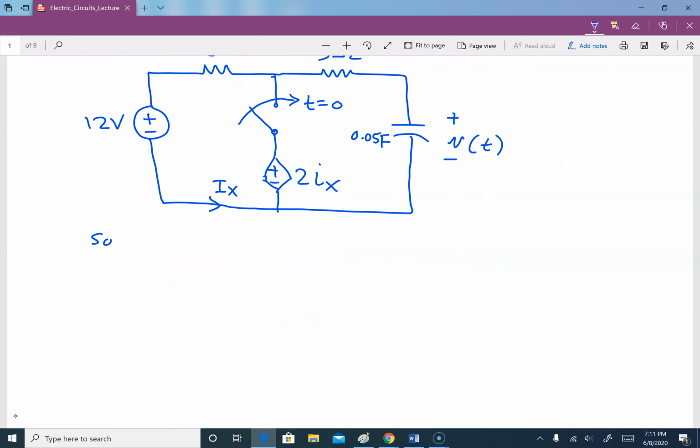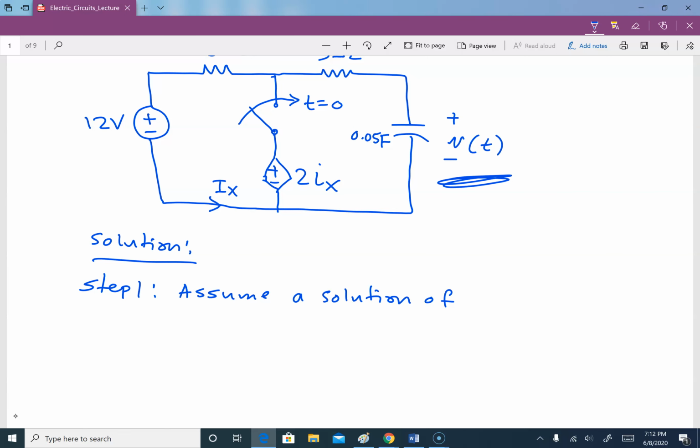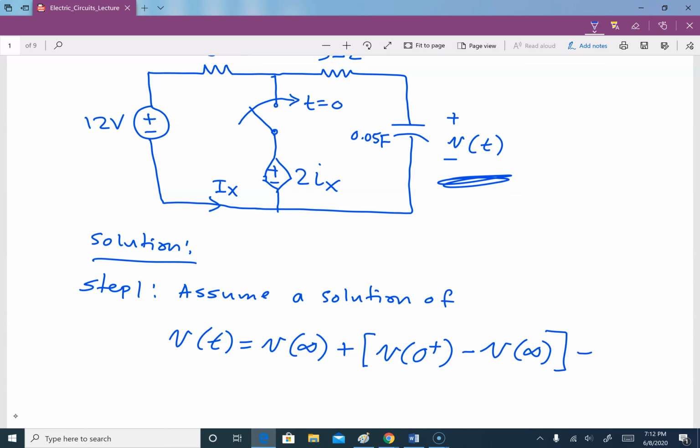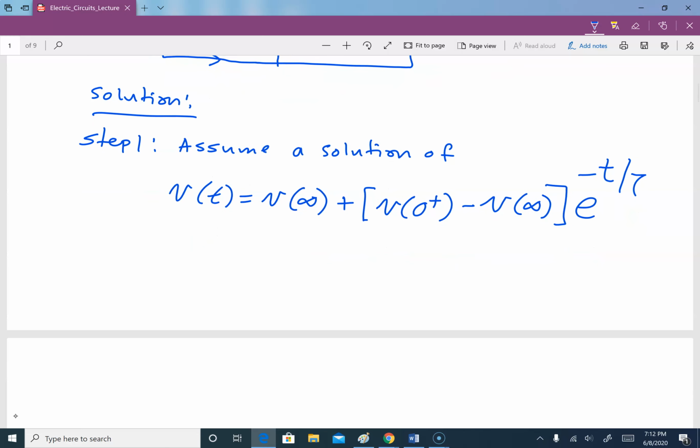So our solution here, we'll start with step 1. We said that assume a solution of, since the requirement is V of t, so we will write V of t is equal to V of infinity plus V of 0 plus minus V of infinity multiplied by the exponential of negative t over tau. That is step 1.